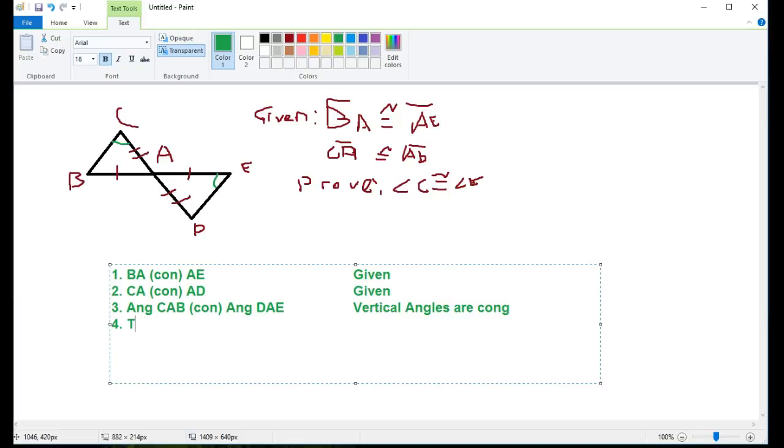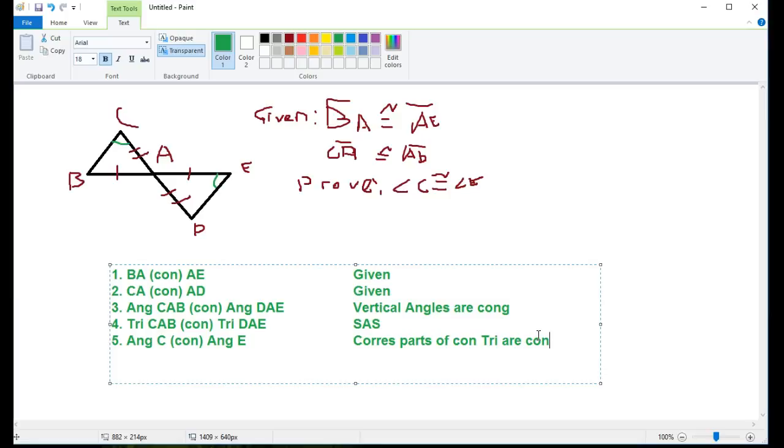So triangle CAB is congruent to triangle DAE, and the reason for that would be SAS. After that, we can show that these poorly drawn angles would be congruent. So angle C is congruent to angle E, and the reason for that is corresponding parts of congruent triangles are congruent. And you could even use the symbol for congruent here if you want to be extra lazy for that. Especially you, Angus. I know you will.